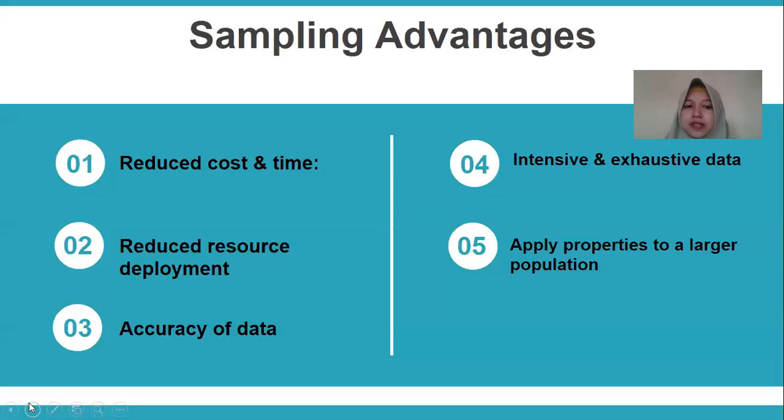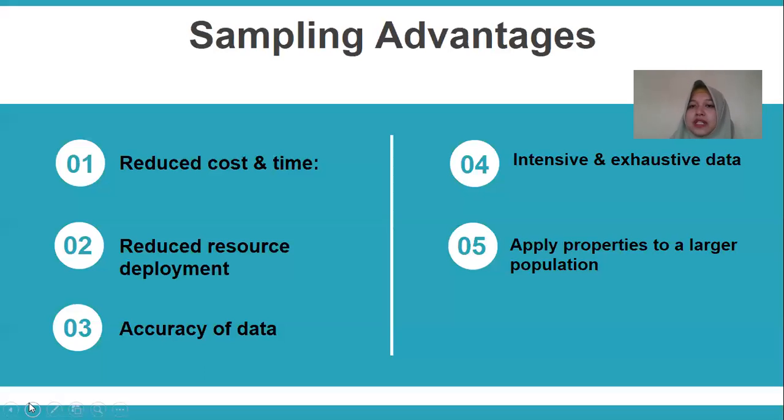And the third point is accuracy of the data. Since the sample is indicative of the population, the data collected is accurate. Also, since the respondent is willing to participate, the survey dropout rate is much lower, which increases the validity and accuracy of the data.